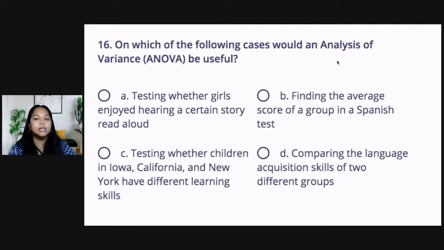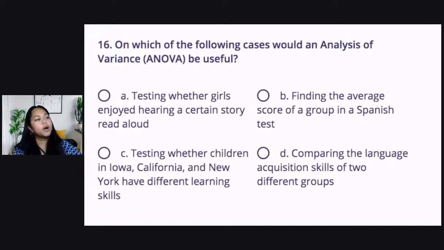On which of the following cases would an analysis of variance, ANOVA, be useful? Okay, so parehas lamang siya sa 15. Binaliktad siya, no? You are given the different situations and you will be choosing the situation. Saan yung sitwasyon dito po pwedeng gumamit ng ANOVA? Is it letter A, testing whether girls enjoyed hearing a certain story read aloud? Letter B, finding the average score of a group in a Spanish test. Letter C, testing whether children in Iowa, California, and New York have different learning skills. Or letter D, comparing the language acquisition skills of 2 different groups. Okay, which one is the correct choice for 16?